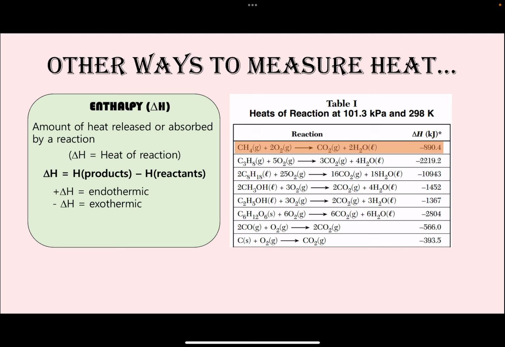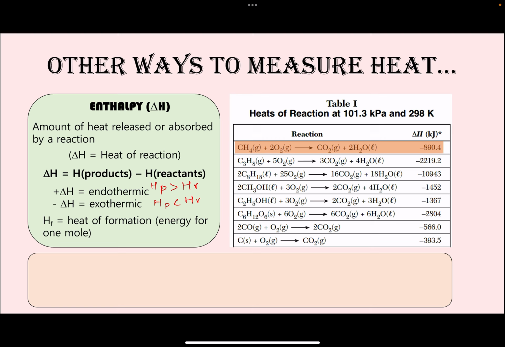The idea is that if you have a positive enthalpy, positive delta H, that means we had an endothermic reaction, meaning heat was absorbed, which is why the heat of the products was much higher compared to the heat of the reactants. I should write it here: the heat of the products is higher than the heat of the reactants. And if we have a negative delta H, that means heat was released. In this case, the heat of the products was lower than the heat of the reactants.